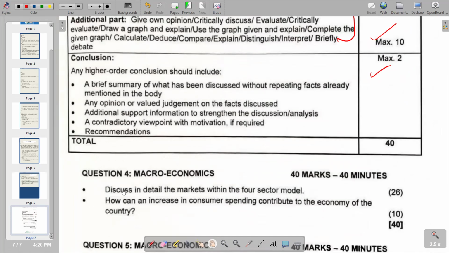So the first part of the question is discuss in detail the markets within the 4-sector model. And then the second part, which is going to be the additional part, how can an increase in consumer spending contribute to the economy of the country?